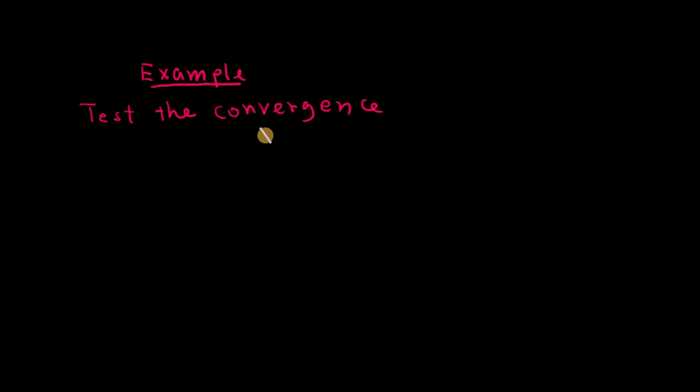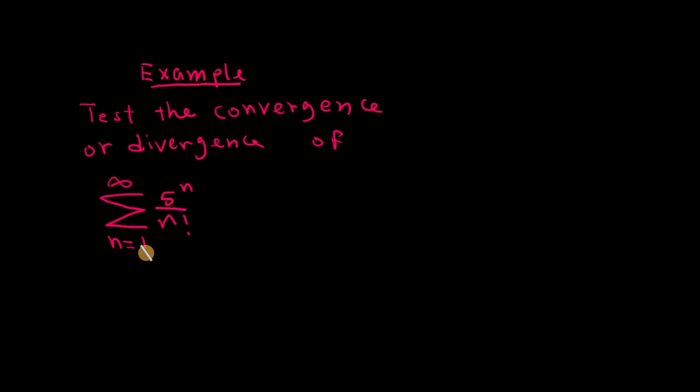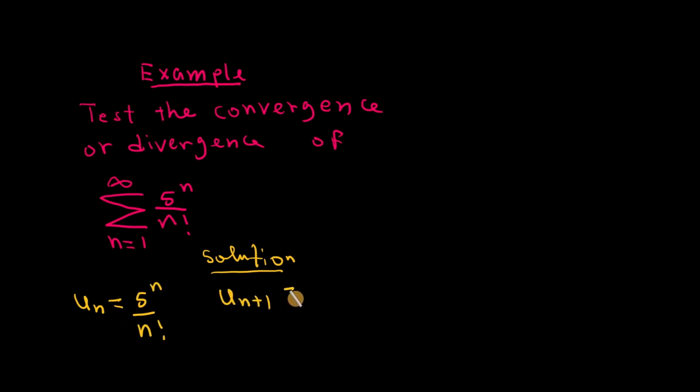Example, test the convergence or divergence of summation 5 to the n all over n factorial from 1 to infinity. For this series, un is equal to 5 to the n over n factorial. Un plus 1 is equal to 5 to the n plus 1 all over n plus 1 factorial. That is replacing n by n plus 1.